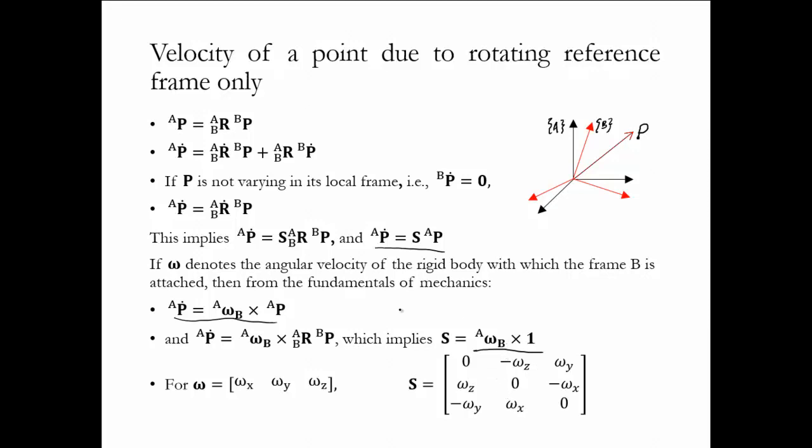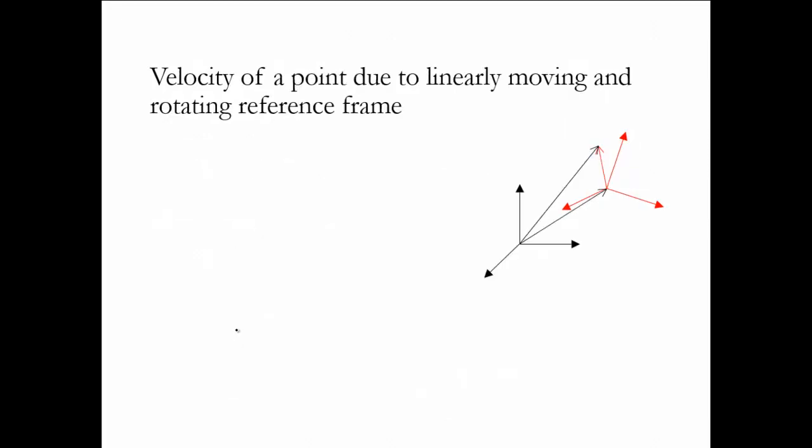All right, now we can find the velocity of a point due to a linearly moving and rotating reference frame. In this case, frame B is linearly moving and also rotating with respect to frame A. So frame B is moving away from A and also rotating with respect to A. So additionally, the distance between the origins comes into the picture. This can be easily resolved. So this is again point P, P in A, P in B, and this is O_A, and this is O_B.